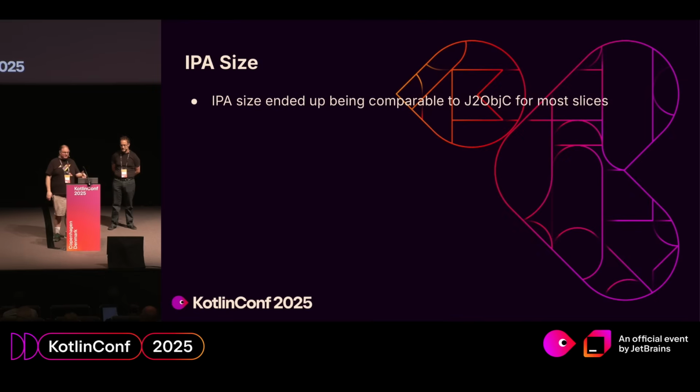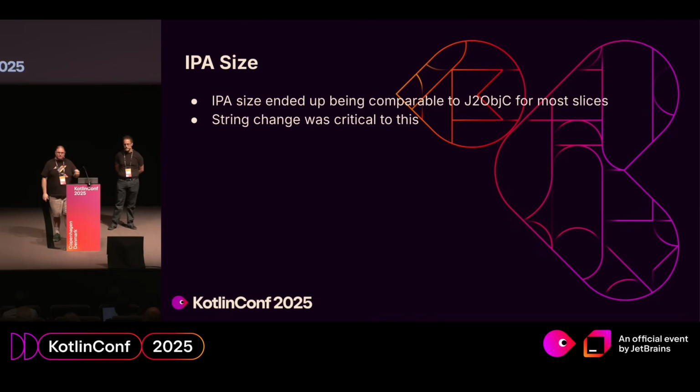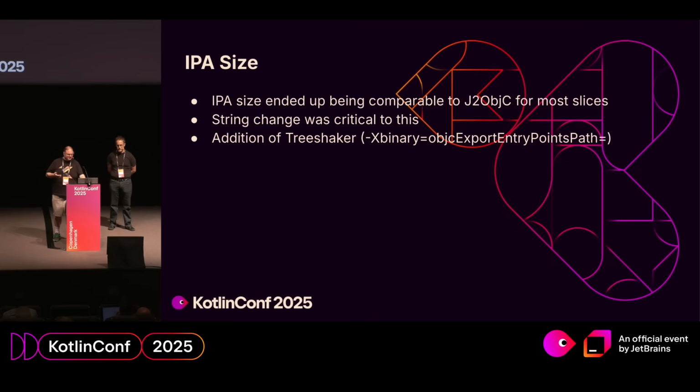So IPA size ended up being comparable to J2 Objective-C in the end for most slices. The string change was critical to this. It was not until we actually changed the strings from UTF-16 to the other encoding, because that change doesn't just affect RAM, it affects the encoding of constants in the IPA.